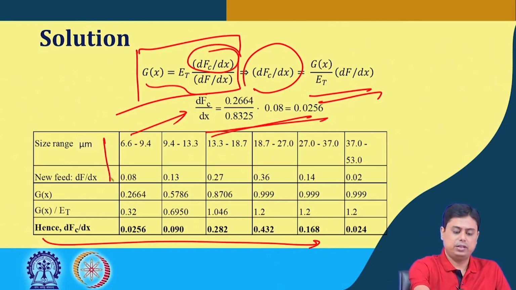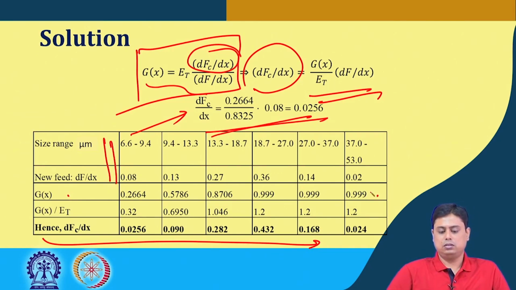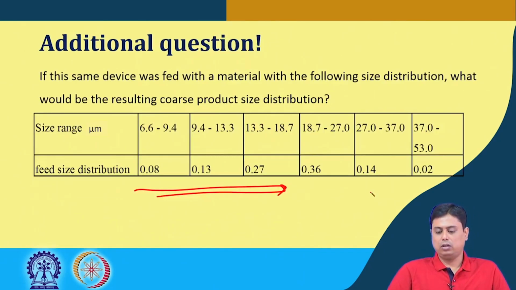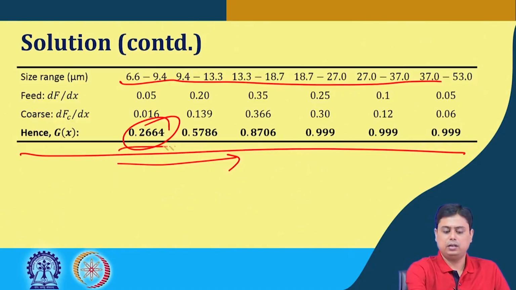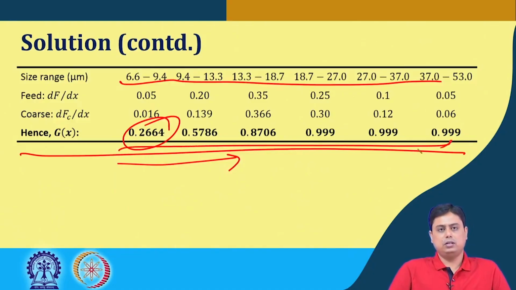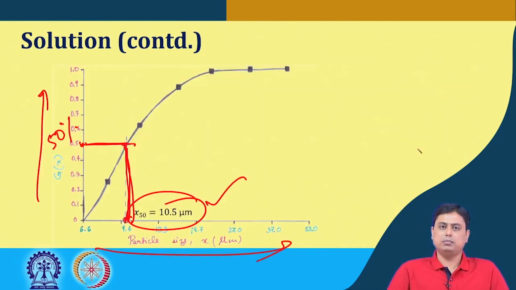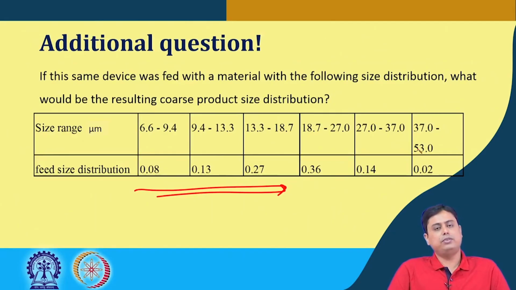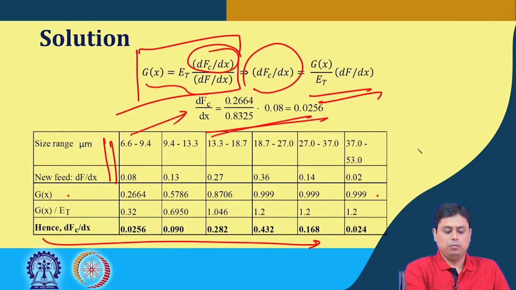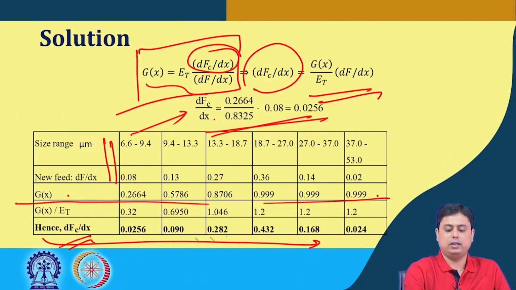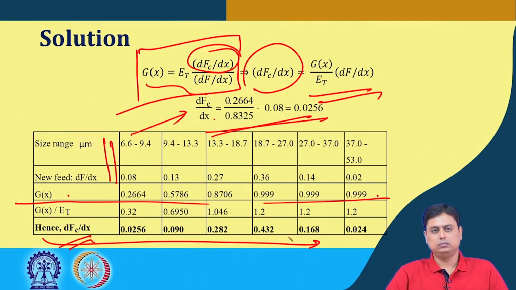This is the size range that is given. This is the Gx values that we have got from here for this size range, because remember the cyclone separator didn't change, it remained the same identical separator. So, the grade efficiency would be the same, only the feed size has changed. So, based on that Gx, we find this dFc by dx value, and this is the result that is required.